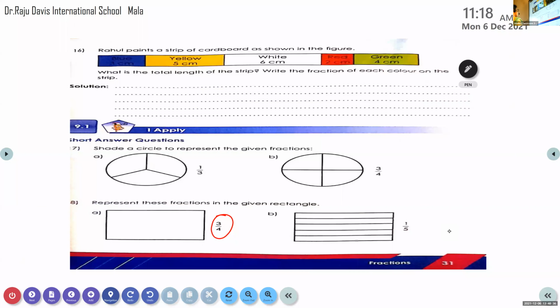Now see. Question number 18. In part A, the figure should have how many parts? 3 or 4? 4. Total parts should be 4 because the denominator is 4. So you can divide the part using X.